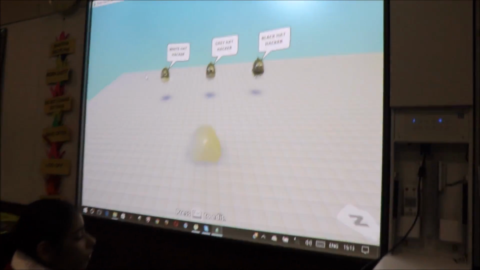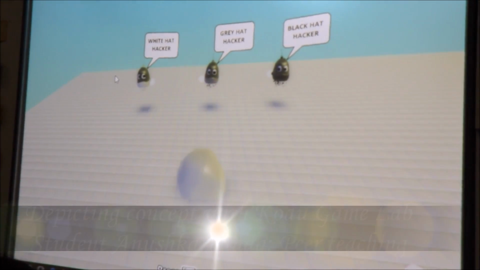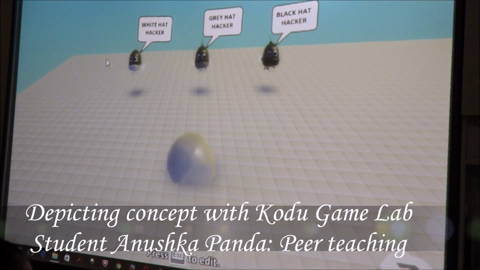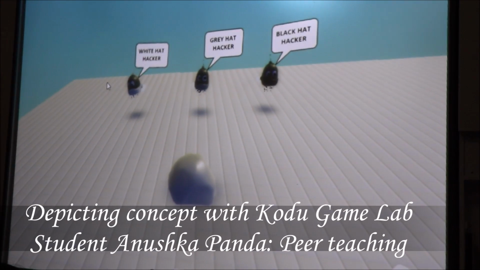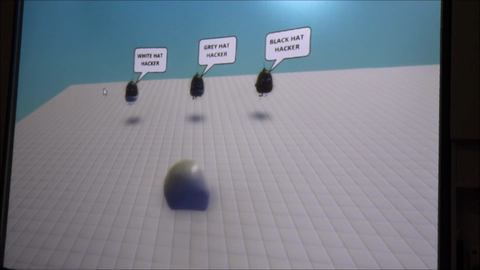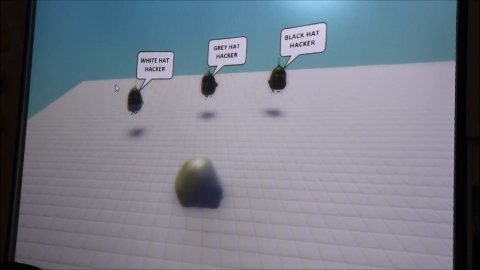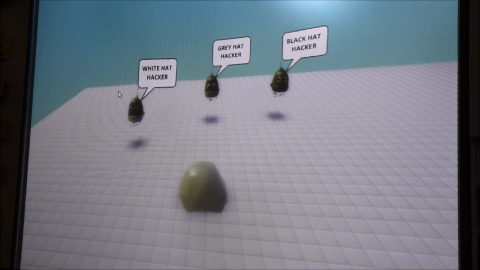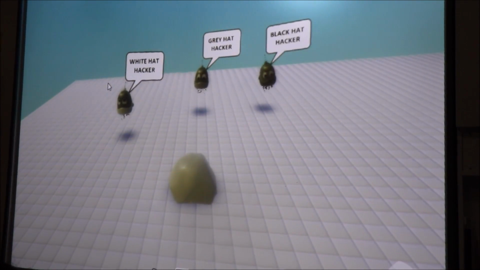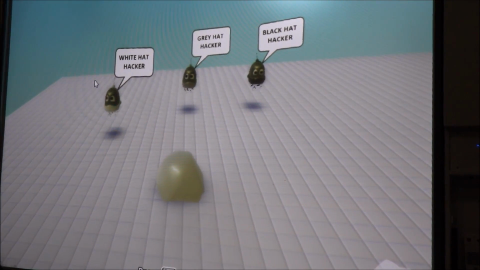Yeah. So you can see now there are three types of photos that are standing here. One is the white one, which is the white hat hacker, and the second one is the grey hat hacker, and the third one which is the black hat hacker. So let me make the white hat hacker come forward. White hat hackers are basically hackers who hack for a good cause. They do not cause trouble to anybody, but they actually defend the data.